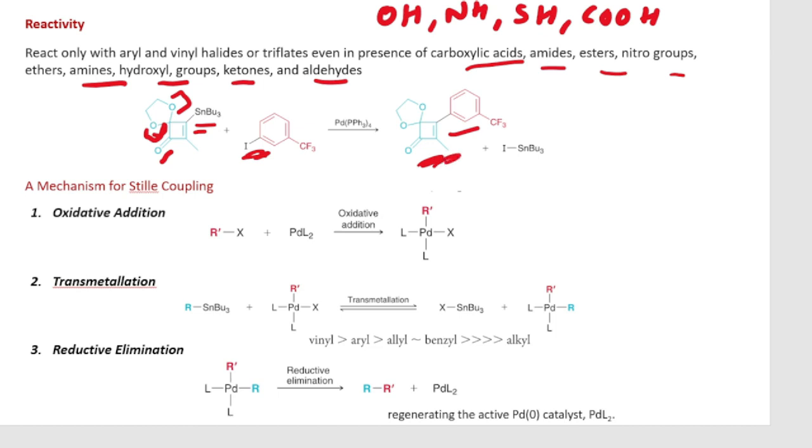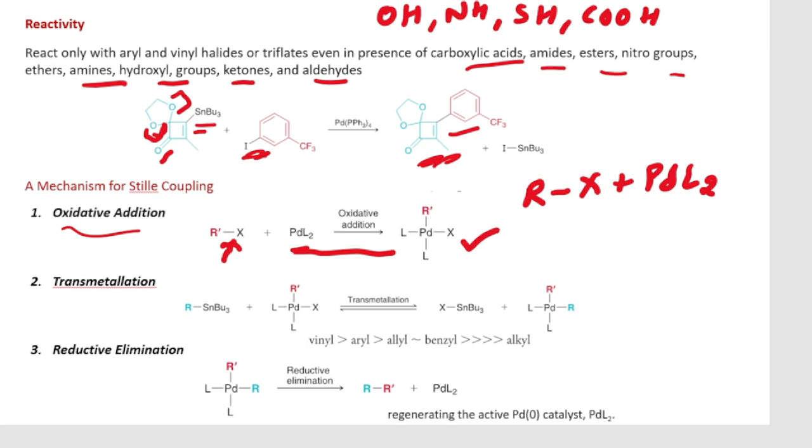And the mechanism of Stille coupling. The first step is oxidative addition. Your halide will bind with the palladium ligand complex, and the palladium ligand complex gets inserted here. Here the oxidation state of palladium is 0, but here the oxidation state of palladium is 2.